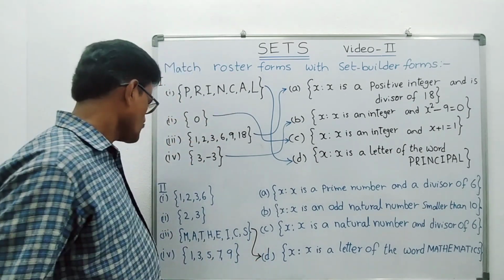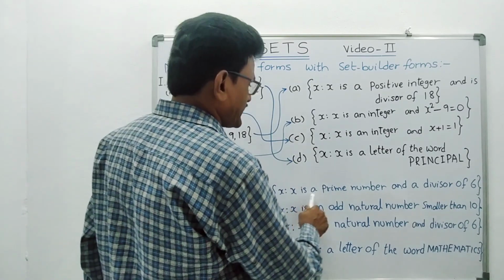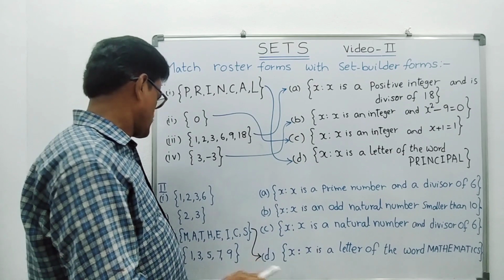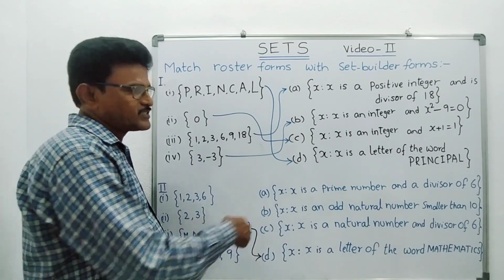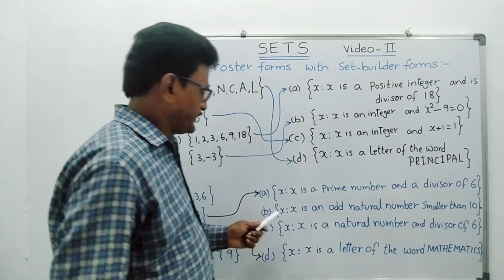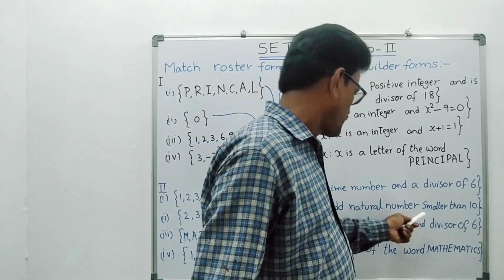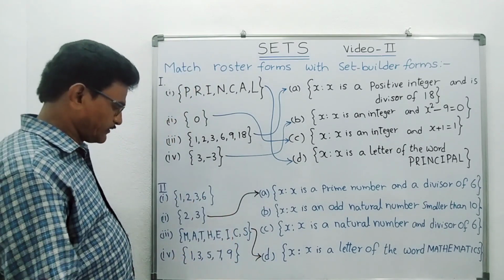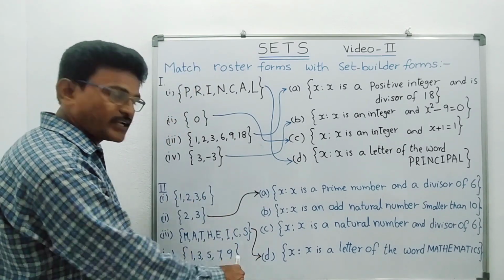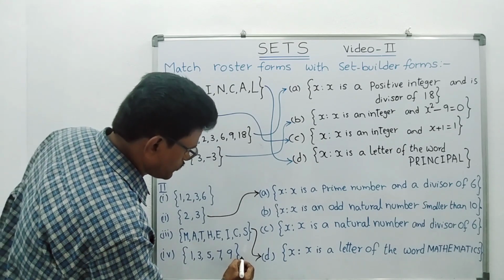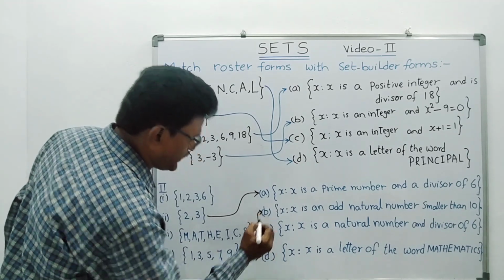Now see, x is a prime number and a divisor of 6. Prime number and divisor of 6: 2, 3. These two are prime numbers and also divisors of 6. Now x is an odd natural number smaller than 10. Odd numbers but less than 10: 1, 3, 5, 7, 9. These are odd natural numbers and also less than 10. So this will go to B.